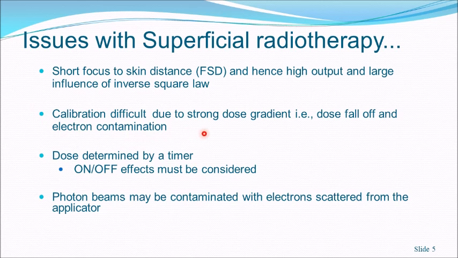Calibration is difficult due to strong dose gradient, dose fall off, and electron contamination. Dose is determined by the timer, so one has to take into account the on-off effects of the timer while calibrating. Photon beams may be contaminated with the electrons scattered from the applicator. That is another problem. The electrons may come off the applicator, which can give more dose to the patient surface.